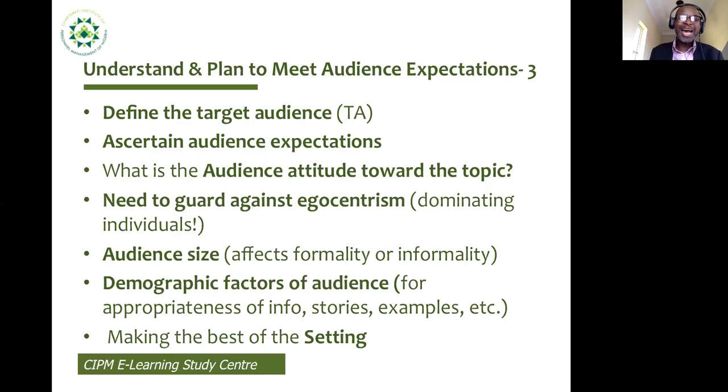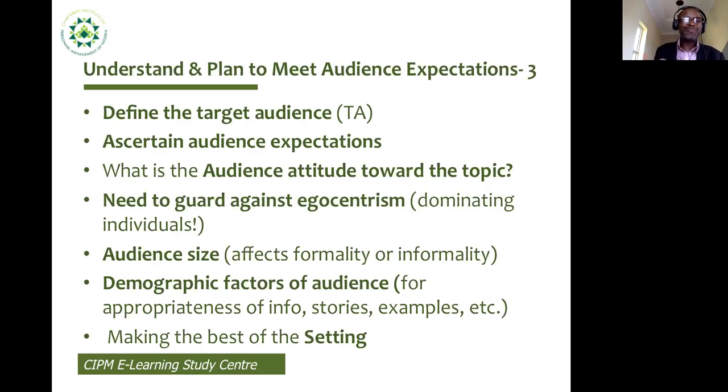And please guard against egocentrism. Don't dominate the discussion. Allow conversations. And likewise, don't allow dominant figures in the audience to dominate the discussion. You don't put them down, but you stylishly, gently divert discussion to the less prominent individuals, so everyone participates in the discussion.